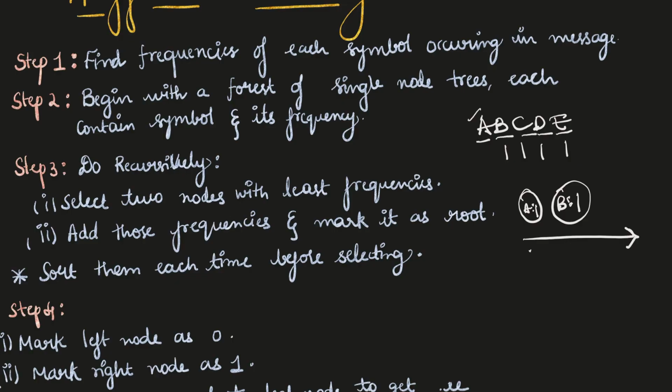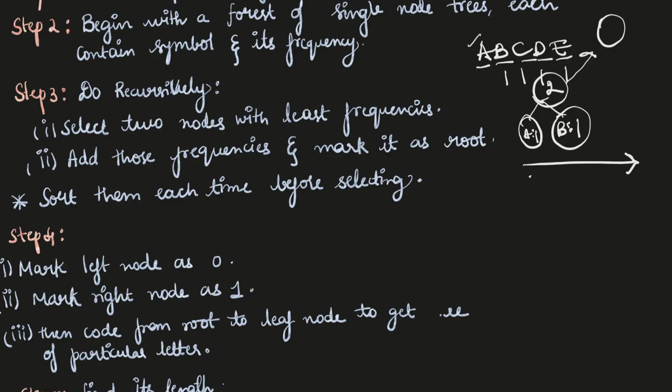After that you need to select the first two frequencies, that would be the smallest frequencies. Then you need to sum up their frequencies and write it as the root node, and this would become 2. And then you need to recursively continue the process until all the elements are finished and you get a single root node. Step 4 is you need to mark the left node as 0 and the right node as 1. So 2 is the root node over here. The left node is nothing but A, so this will get 0 and the right node will get 1. This is step 4.